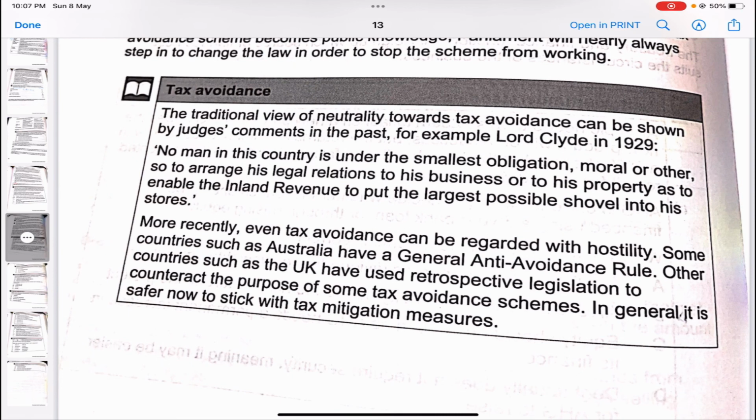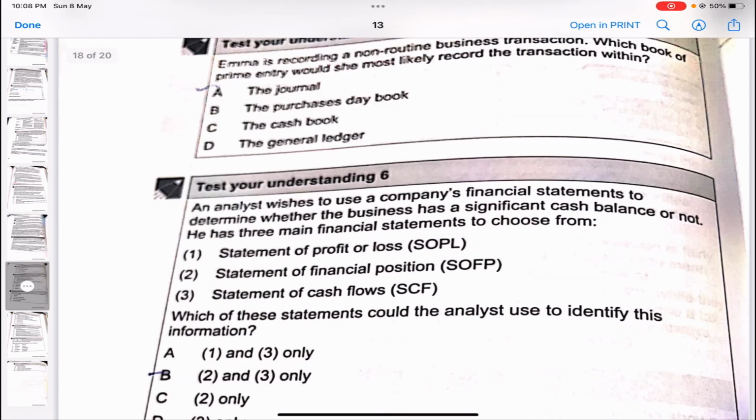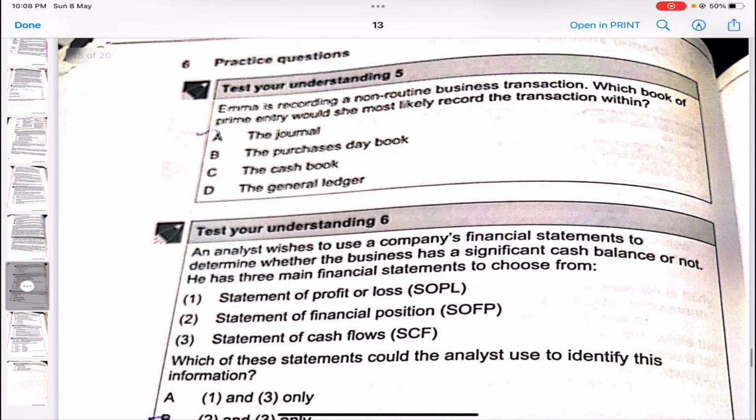Tax avoidance, the traditional view of neutral. Okay, just read this, pause and read. It is very easy. That's it, we're done with the chapter. Let's just do the practice questions.